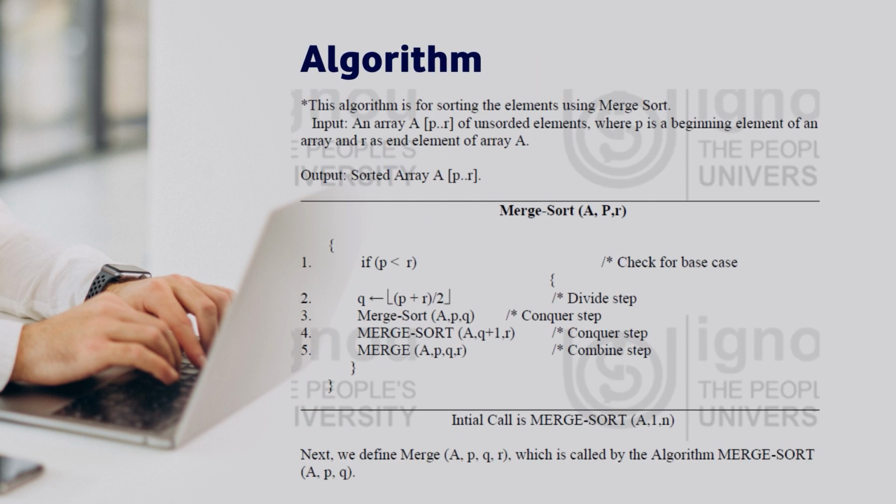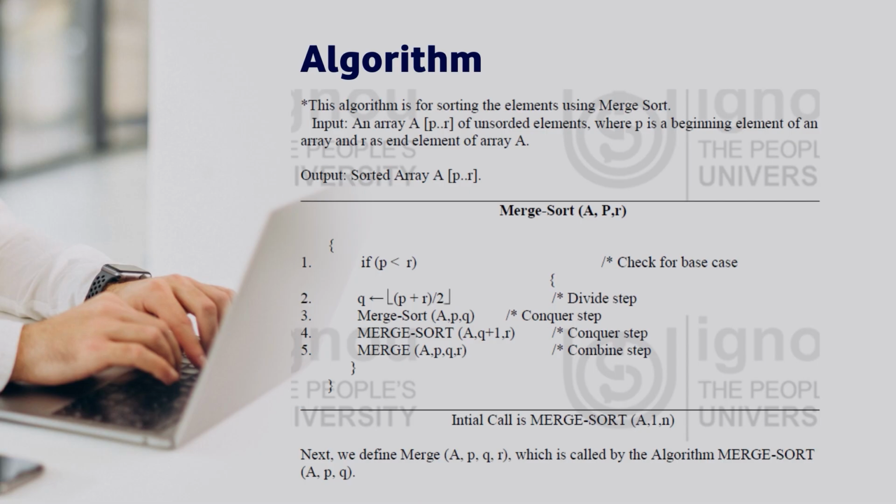If you check, the algorithm itself is very simple. Suppose the algorithm is merge sort. It takes the list, the first element and the last element, and it says that if P is less than Q, what it means is, because you are calling it recursively again and again, suppose first there are 8 elements, so P will be 1 and R will be 8.